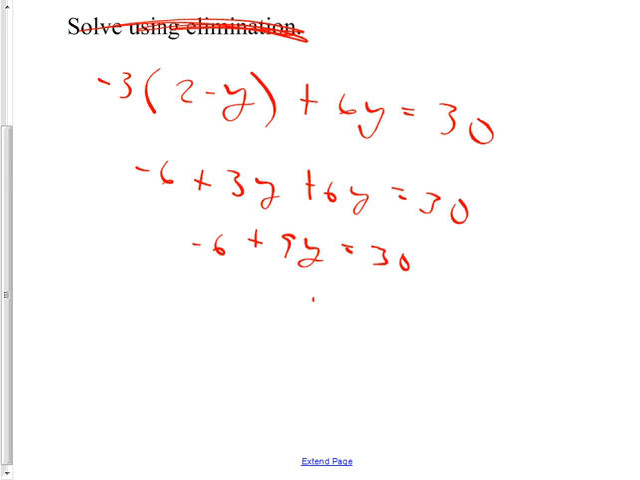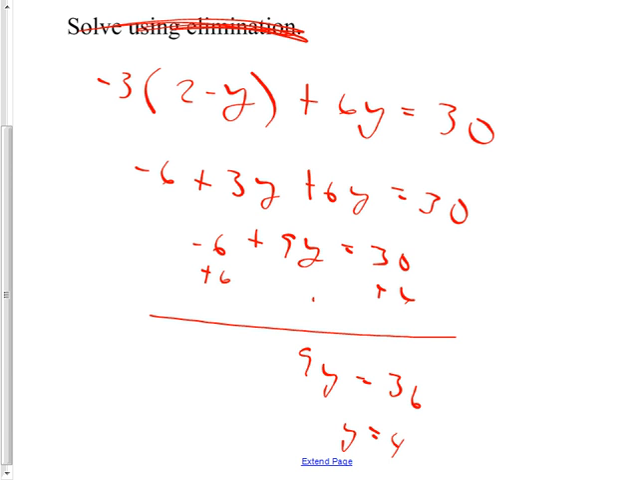Add 6 to both sides. And I have 9y equals 36, and then 9 times what makes 36? Y must be 4. Raise your hand if you had that one right. How many of you went on and figured out what x was? Only about 7 of you. That's what you're supposed to do.